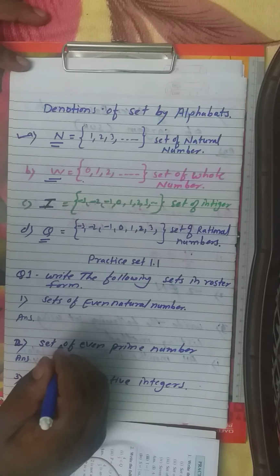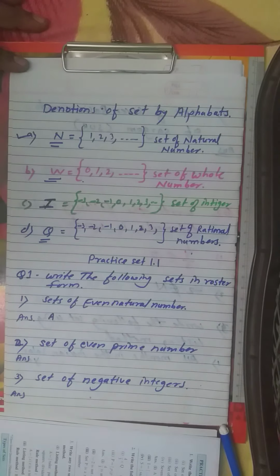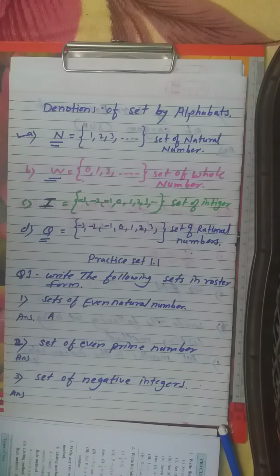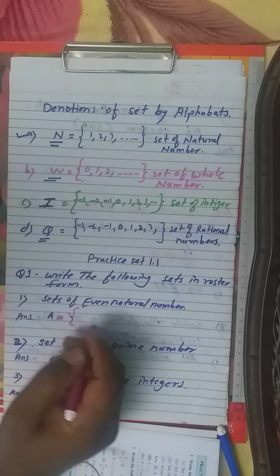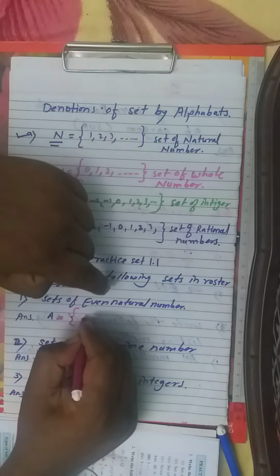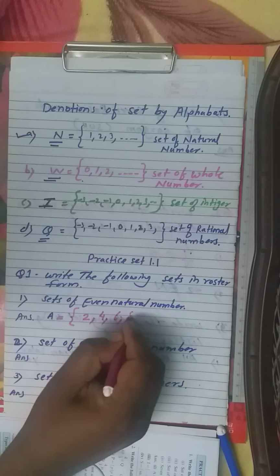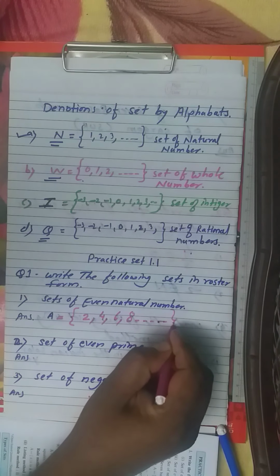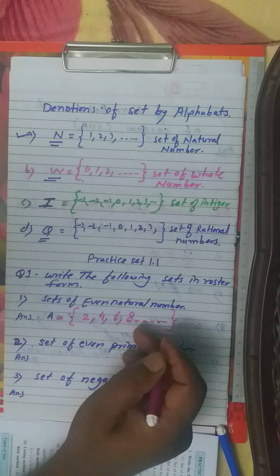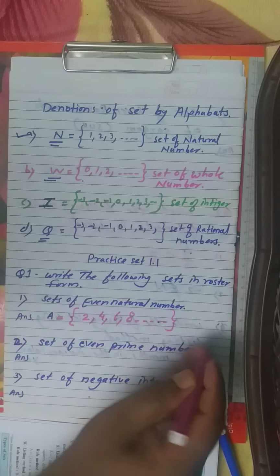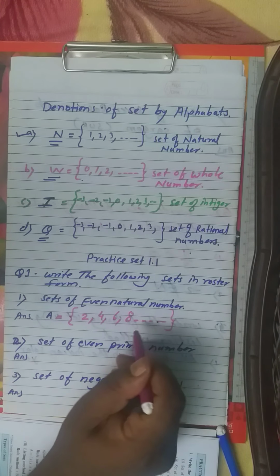Now for the set of even natural numbers, we can take A. A is the set of natural numbers that are even, is equal to, in curly brackets, 2, 4, 6, 8, dash dash dash, bracket close. This dash dash dash indicates the even numbers which come after 8, and so on. So we can represent this information in this form. This is called the roster method or listing method.